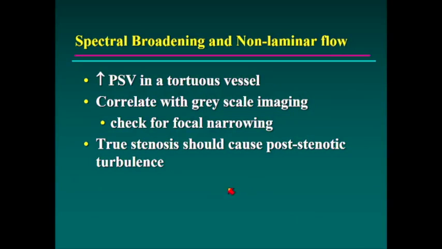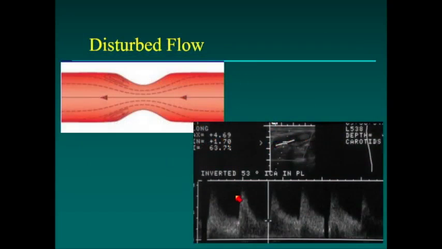But spectral broadening occurs in areas where there is non-laminar flow or disturbed flow. It's seen in areas where there are bifurcations, where there's disease, and it's also seen in smaller vessels. So this spectral broadening that we talk about is represented in the spectral Doppler waveform as this filling in of velocities underneath the envelope of peak systolic velocities, and so you get that, sometimes called the acoustic window, filling in.